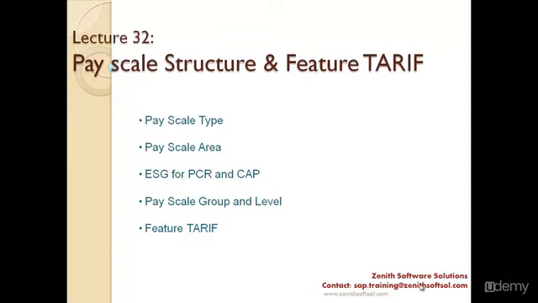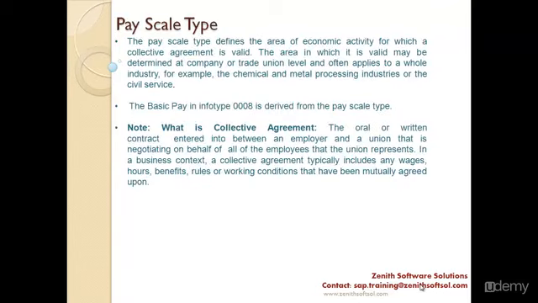So let us understand what is pay scale type, what is pay scale area, what is employee subgroup grouping for PCR and CAP, and what is pay scale group and level, and then feature tariff. What is pay scale type? Pay scale type defines the area of economic activity for which a collective agreement is valid.